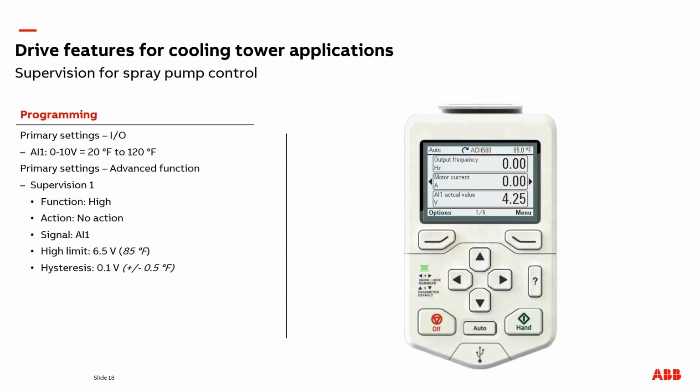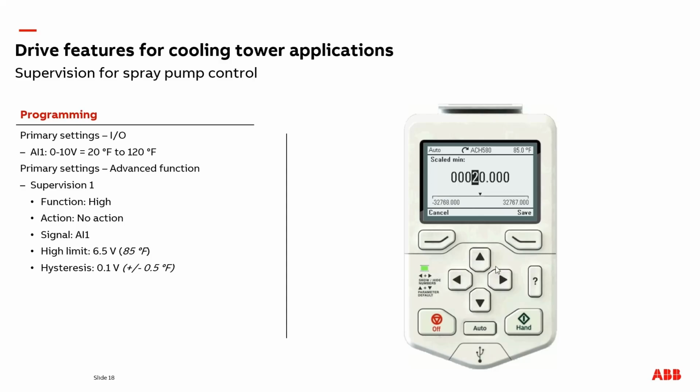For the supervision function, I'm going to set up the spray pump output to enable based on the basin temperature feedback. For that, in our wiring diagram, we had a 0 to 10 volt signal into AI1. So let's start by going into the menu, selecting the I/O, and scrolling down to analog input 1. Here we need to adjust the 0 to 10 volt signal to match our temperature sensor.